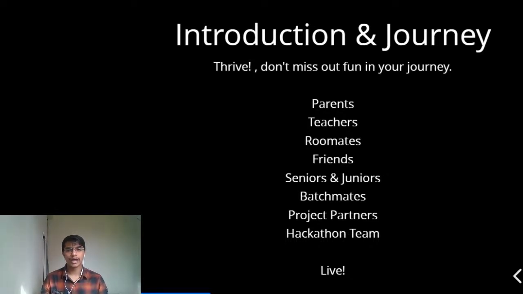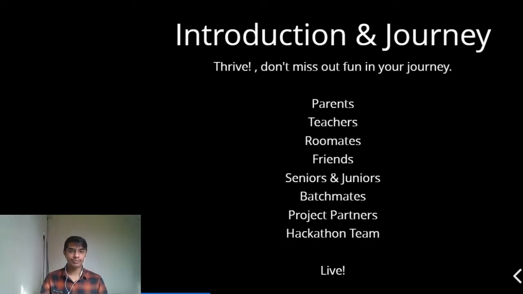Here also you should have balance: if you are learning stuff, you should also enjoy it. Like I've said, don't miss out on fun in your journey. I can definitely say that I have had more trips throughout my four years of engineering than the coding contests I have participated in. So this is one thing I can say.